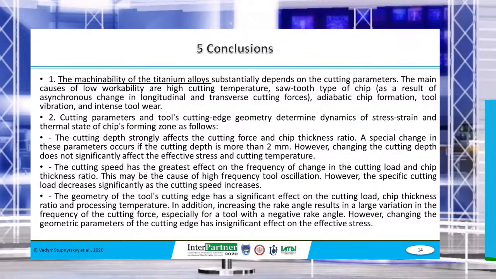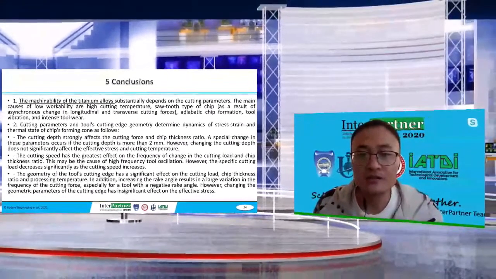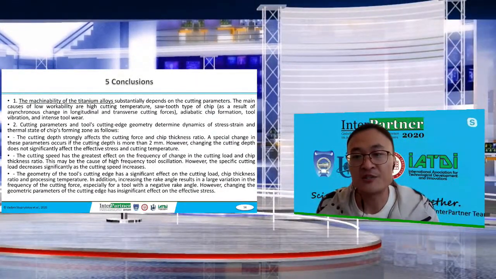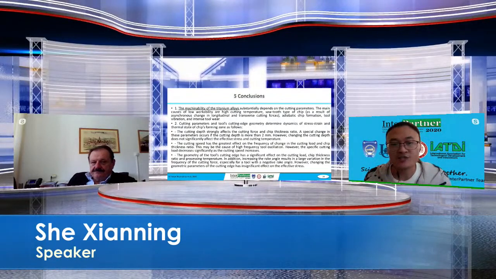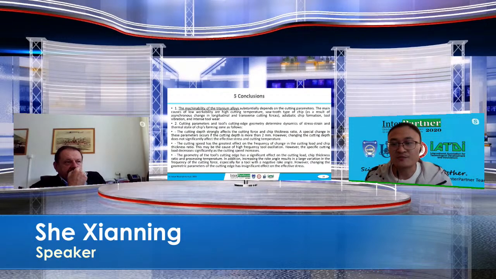Okay, conclusion. The machinability of titanium alloys depends on the cutting parameters. The main causes of low workability are high cutting temperature and sawtooth type of chip. Also, as we can see, simulation methods make it possible to study the details of the cutting process and find the main ways to solve these problems, with high machining quality and low tool wear. Yeah, that's all.